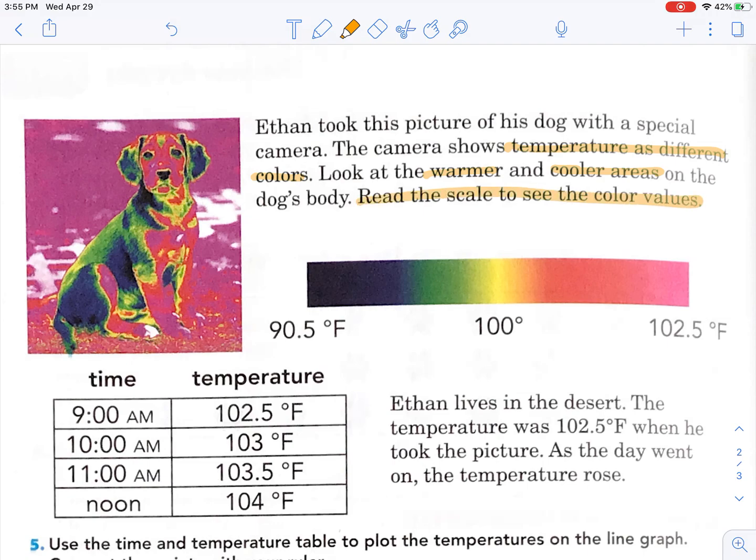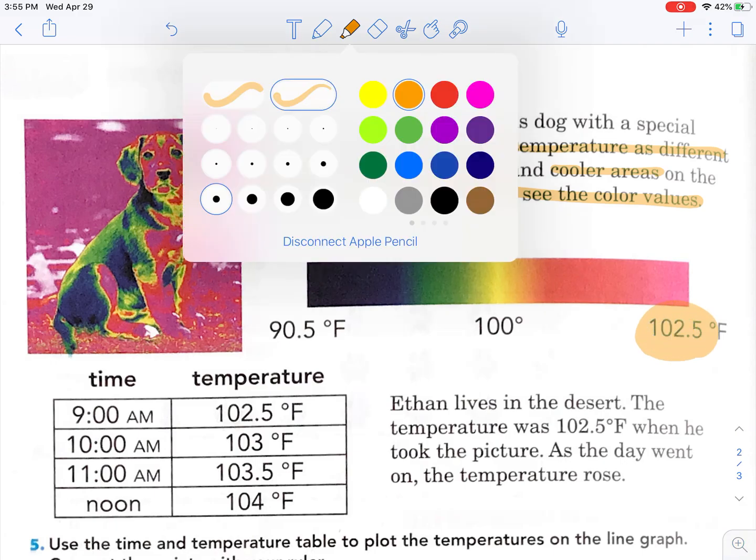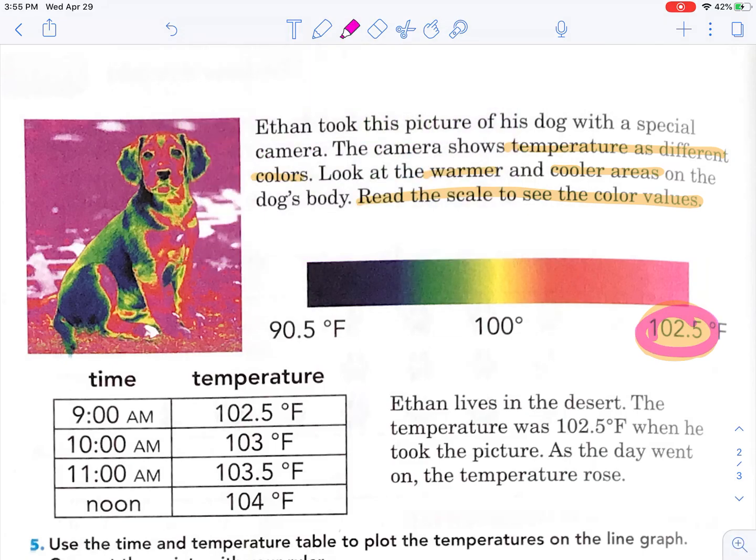So let's just pause and take a look at this for a second. So read the scale and see the color values. So the warmer ones are on this side. So if you were to look, I'll even color this pink. If you were to look at the warmer areas, you know, the background is a little bit warmer. What is some of the warmest areas of the dog? The bright pink. Maybe these little parts in here, the pink and purpley colors. Okay, and his face.